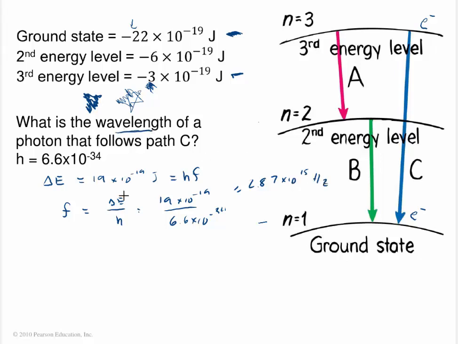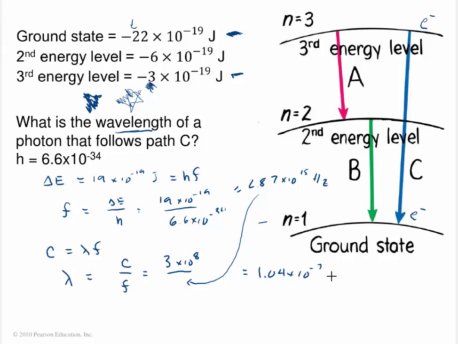Now, I'm actually looking for the wavelength, so we need to come up to our good friend, speed is equal to wavelength multiplied by frequency. And then we could say that the wavelength must be equal to the speed of light divided by the frequency. So remember, the speed of light is 3 times 10 to the 8th meters per second. Divide that by your frequency, and you type all that into your calculator, and you're going to get 1.04 times 10 to the negative 7th meters. And if you recall that 10 to the negative 9th meters is equal to 1 nanometer, then this would be 104 nanometers.